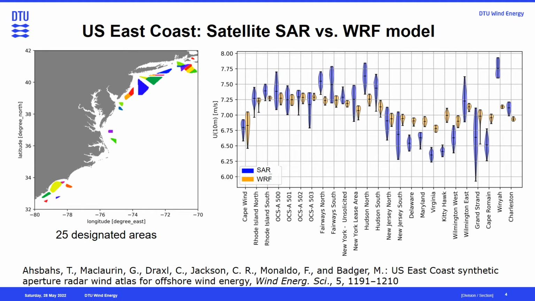I'm showing here one example of the US East Coast, where we have 25 designated areas for wind farms. On the right-hand panel, you see the name of the designated areas, and you see the mean wind speeds observed from the satellite SAR data and from the numerical weather model WRF. What we see is there are, in many cases, quite differences between the two data sets, giving us extra need to check the winds by measurements.